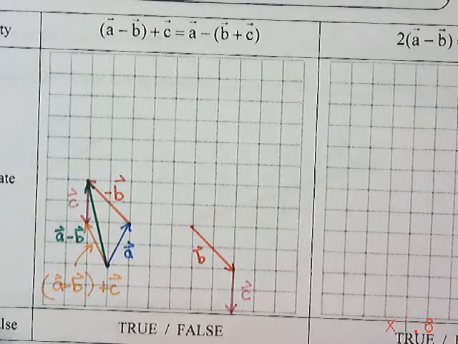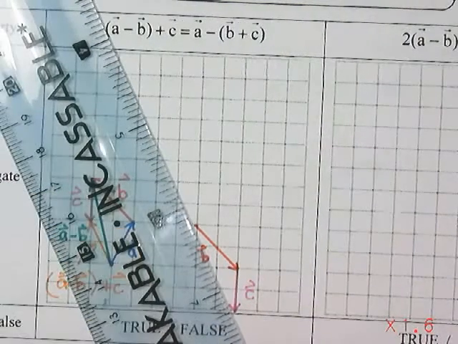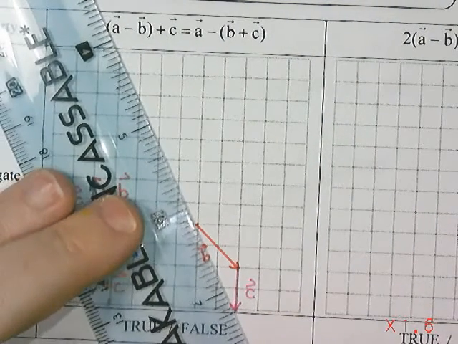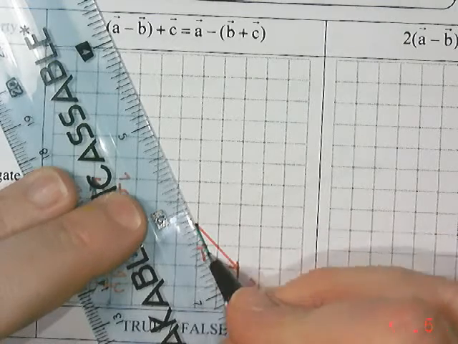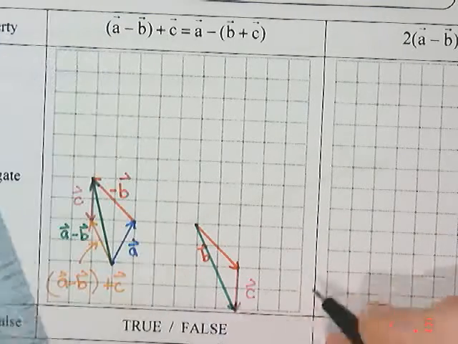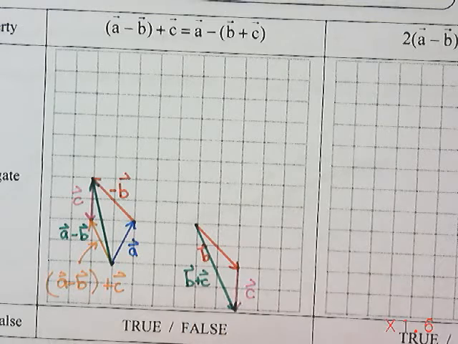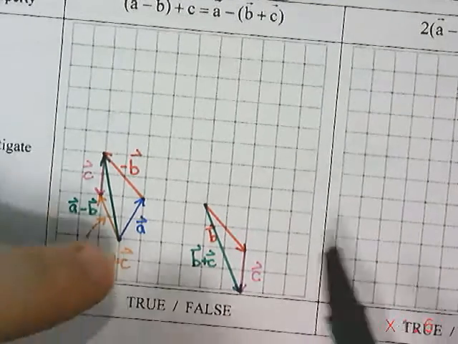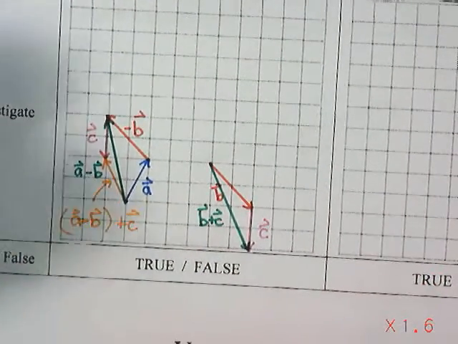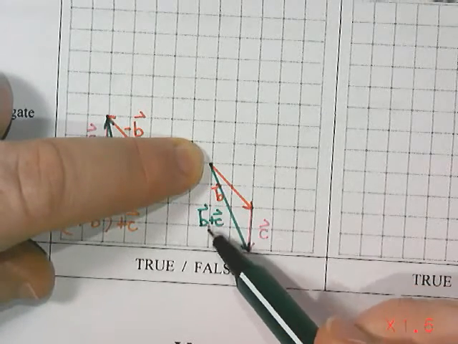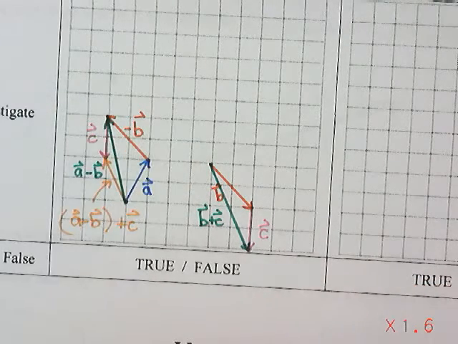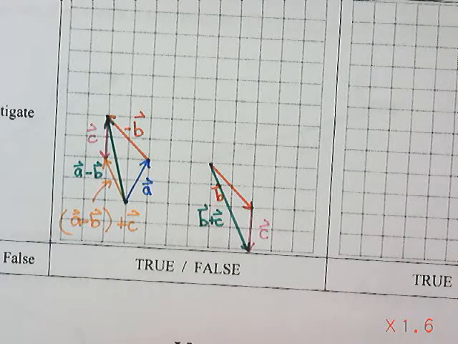And then my resultant from that should start at the beginning of B and end at the end of C. And that would be B plus C. Now, I know what B plus C looks like. It is going 1, 2, 3, 4 down and 2 over. Okay, because I need to do A minus B plus C. And I think we should start a new diagram for that. I think it'll make it easier.